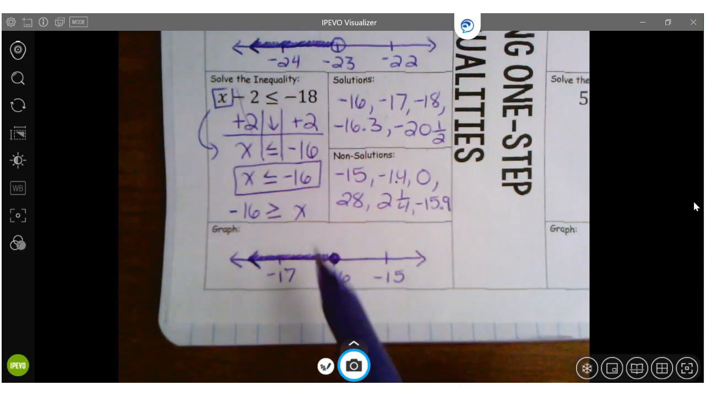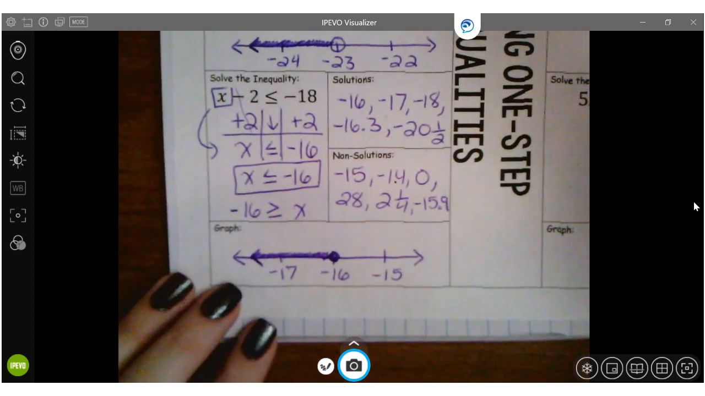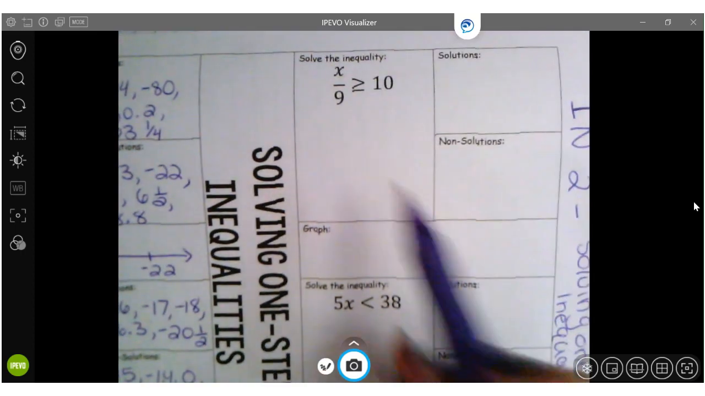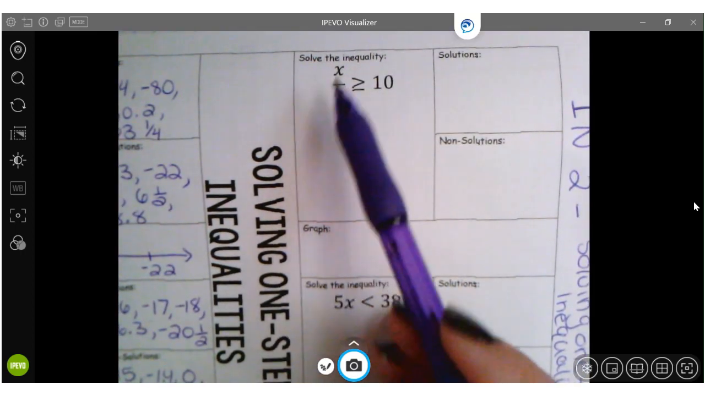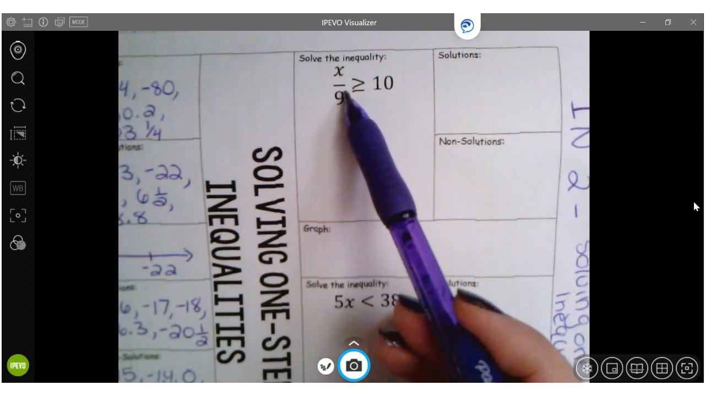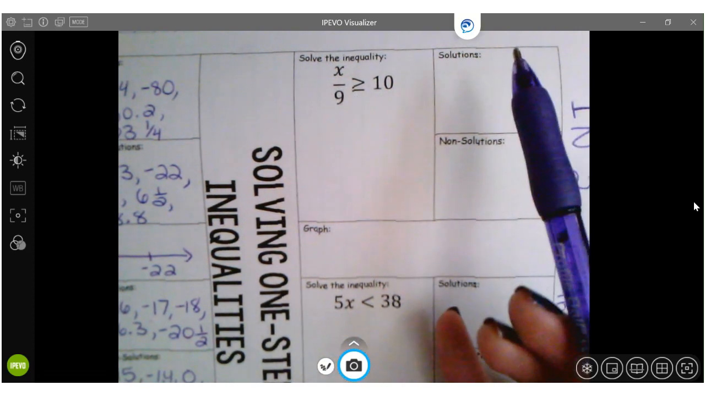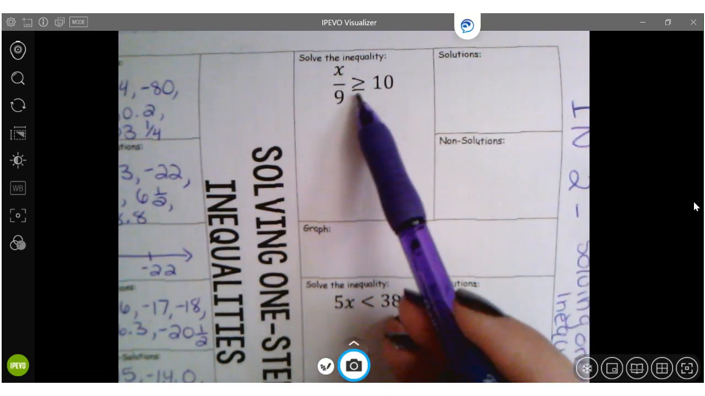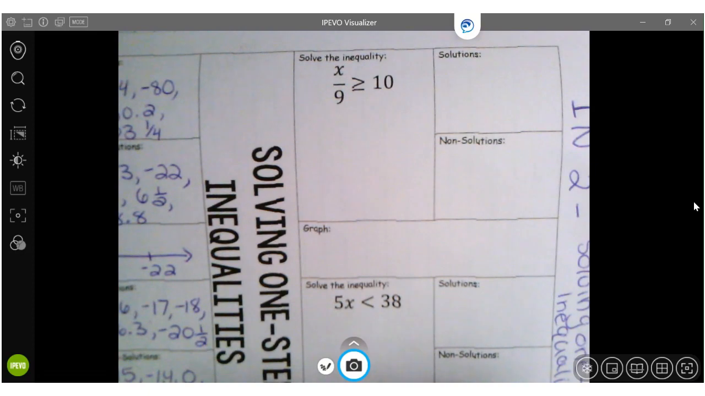So it would make sense that we shaded it in the direction that we did. All right, I'm going to go up to the top right. We have a division example up top here because that fraction bar means division. So I have x divided by 9, and you can write that division symbol like the line and the 2 dots if you prefer. You can rewrite it that way, or you can keep it as is. X divided by 9 is greater than or equal to 10.